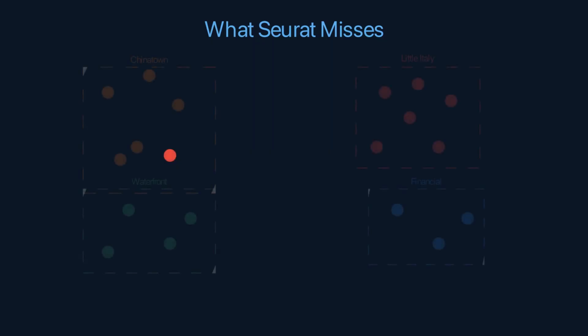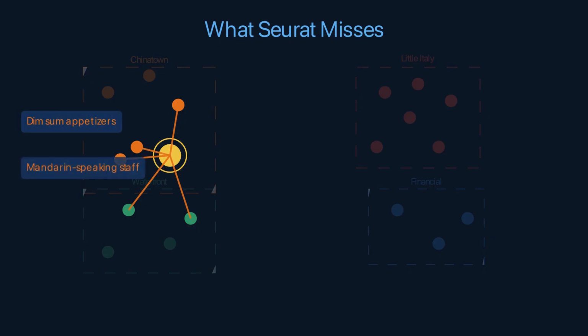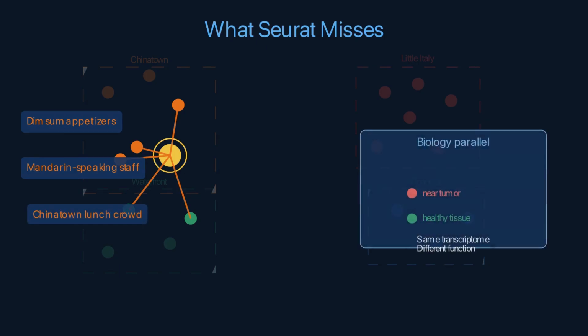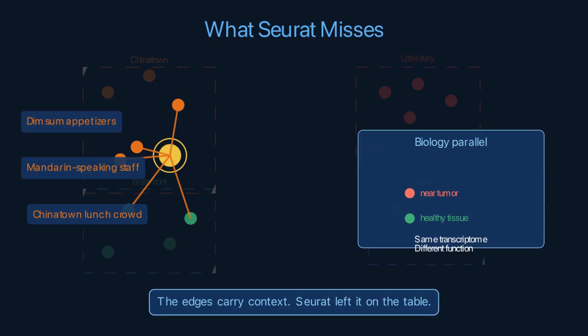But the Italian place in Chinatown is different from the one in Little Italy. It serves dim sum appetizers alongside its pasta. The staff speaks Mandarin. Its lunchtime clientele is the Chinatown office crowd. The neighborhood has shaped this restaurant even though the dinner menu looks the same. In biology, a macrophage sitting next to tumor cells receives tumor-derived signals and becomes immunosuppressive. A macrophage in healthy tissue performs routine surveillance. Same transcriptome, different function. The edges carry this information. Seurat left it on the table.